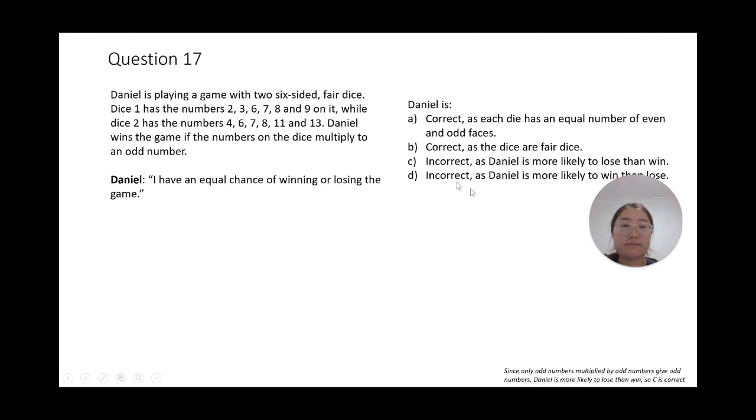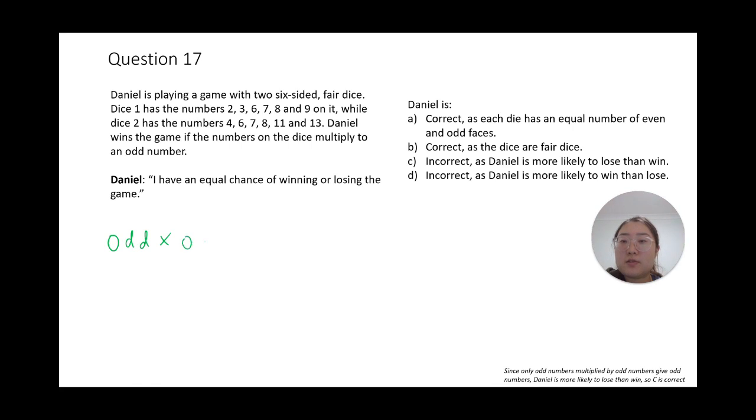All right, 17. So again, we have two dice, but they have different numbers this time. Daniel wins the game if the numbers on the dice multiply to an odd number. Daniel says, I have an equal chance of winning or losing the game. Let's see if it's correct or not. So first of all, how do I get an odd number? Remember what we said in the past: if you multiply anything by an even number, even an even number itself, it becomes even, no matter what. So the only way of getting an odd number is for it to be odd times odd.